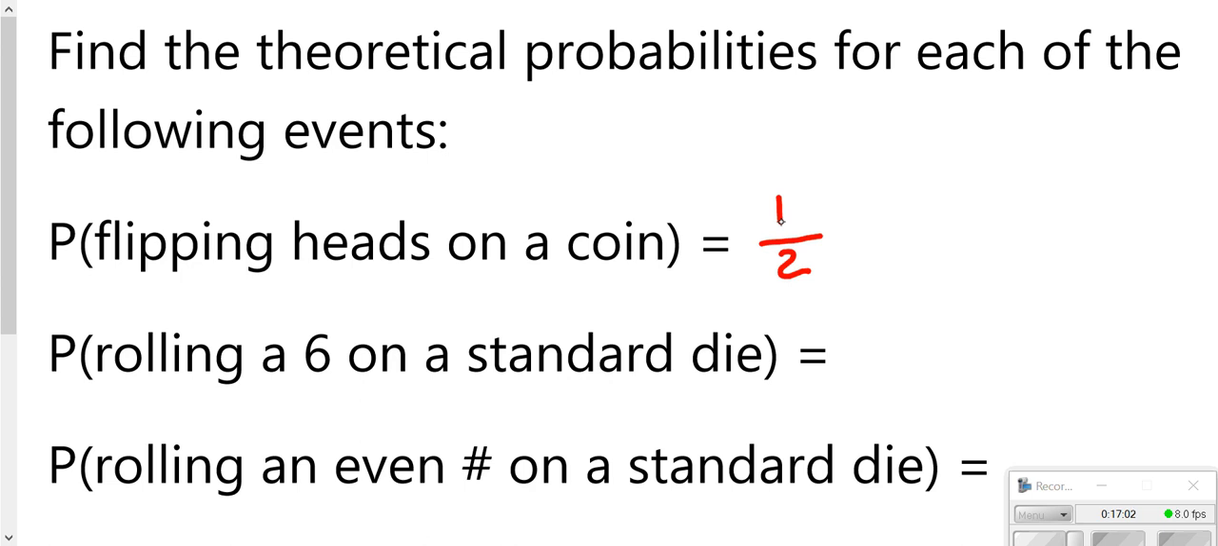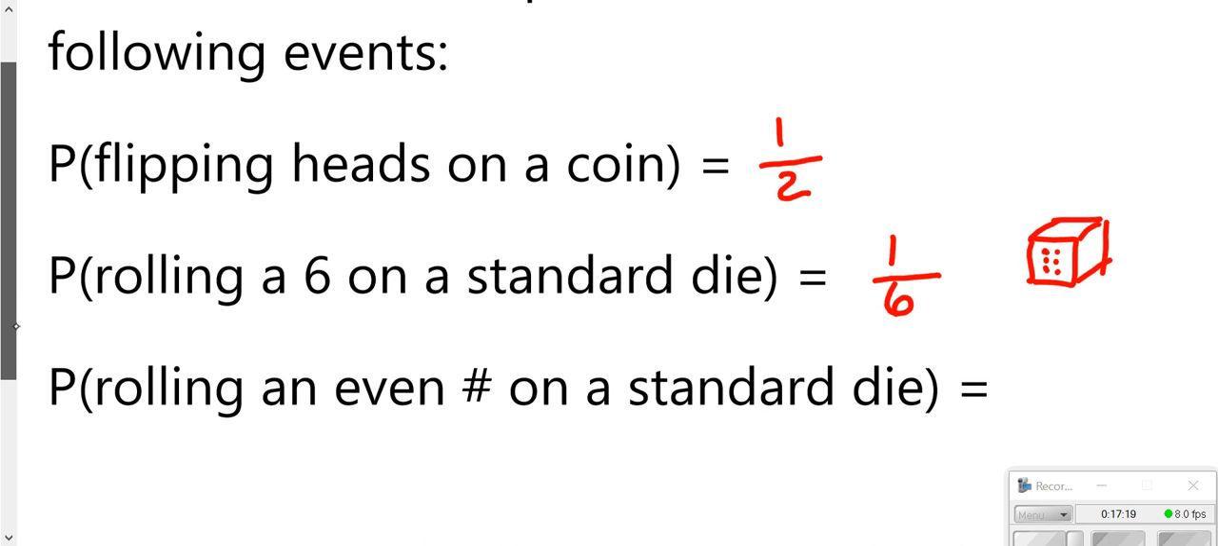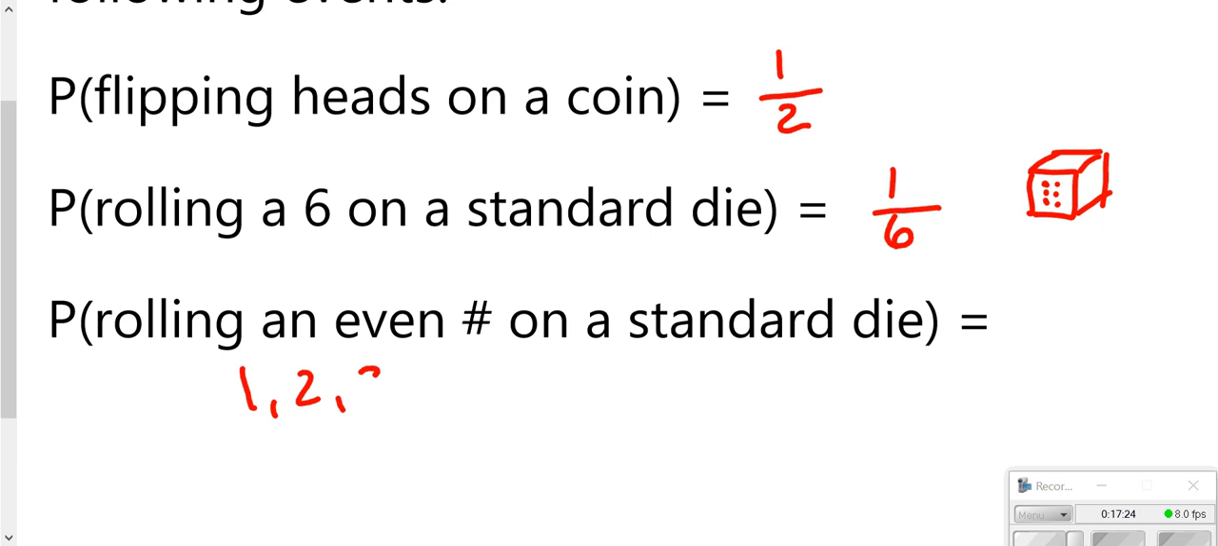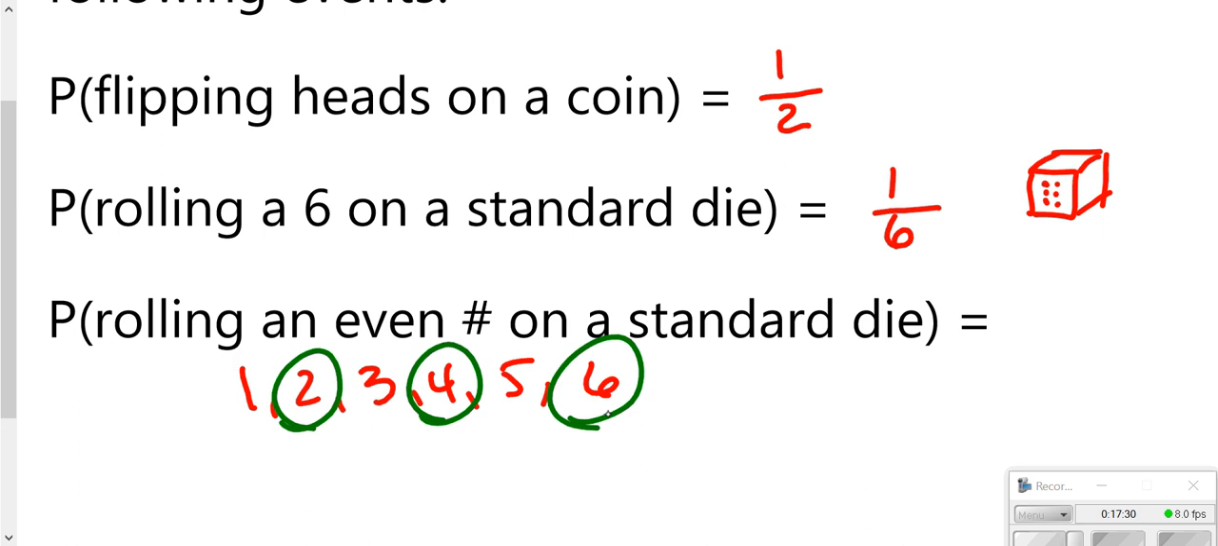Rolling a 6 on a standard die, I know that there are 6 sides to the die, because it's shaped like a cube. The cube has 6 faces, and one of those sides has 6 dots, so that's 1 out of 6. Rolling an even number on a standard die, well, the numbers on a standard die are these, and the numbers that are evens are the ones I just circled, so that's 3 out of 6.